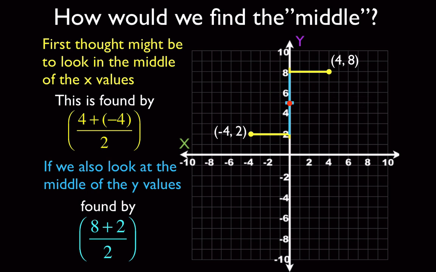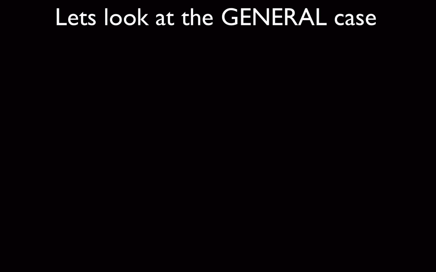So if I'm looking at this, the point is (4 + -4) over 2, and (8 + 2) over 2. So you can see we're taking the average of the x's and the average of the y's, which ends up being (0, 5). So again, let's look at the general case.